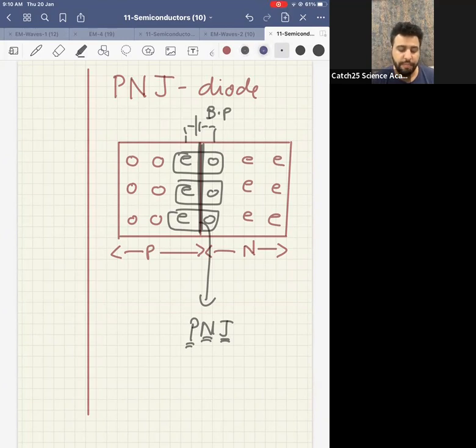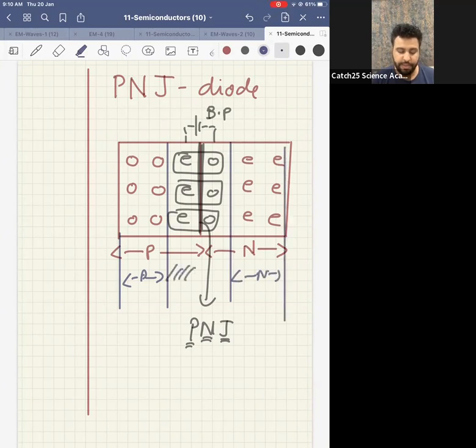Now tell me, how much of the region belongs only to P? Can I say only so much belongs to P? And how much of the region belongs only to N? Can I say only so much belongs to N? Can I say the region in between does not belong to either P or N? That region is called the depletion region because the region has been depleted. P also does not belong and N also does not belong.